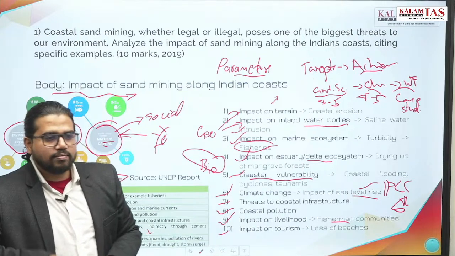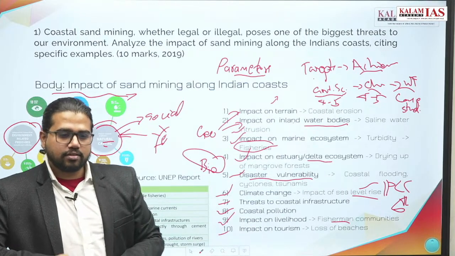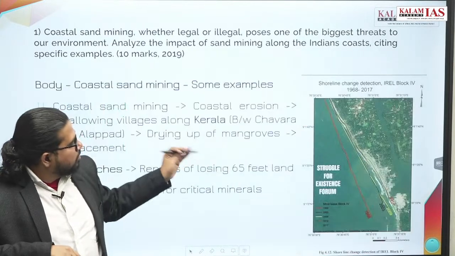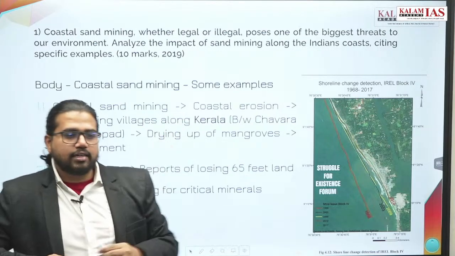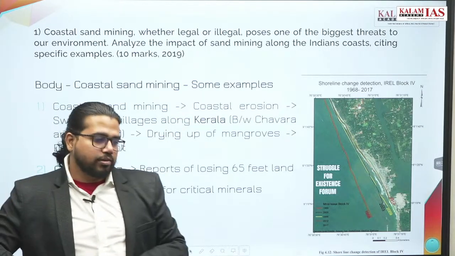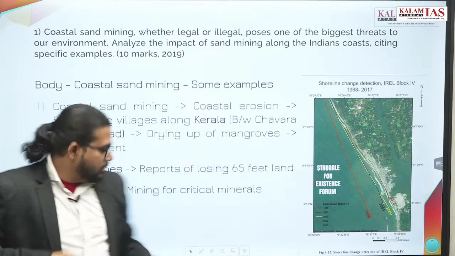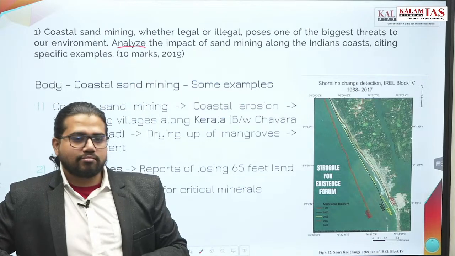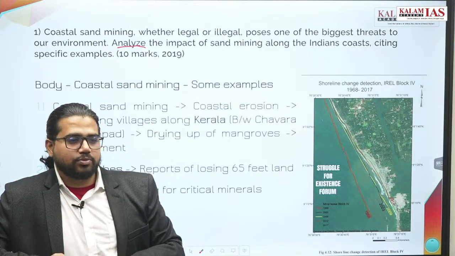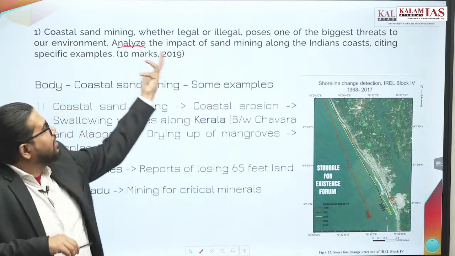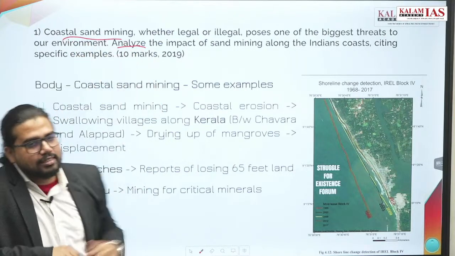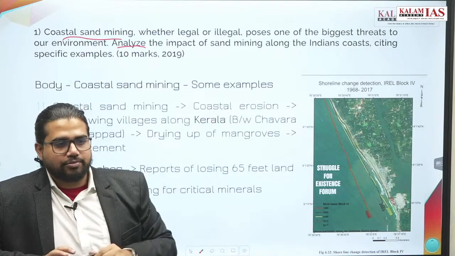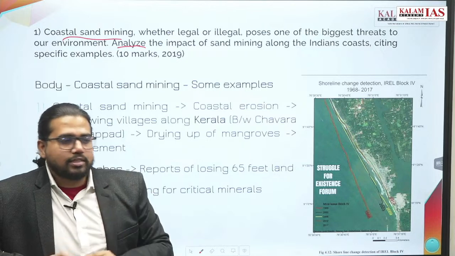What else? Anything to add? Positive aspects that are not covered here, you can write. How many of you have written? The keyword is analyze. So you have some flexibility to write some positive aspects of it. But this is mostly a negative topic. Coastal sand mining has more of a negative attitude. So don't make it a very big part of your answer. Make it small. 3, 4 points you are citing, that is good enough.